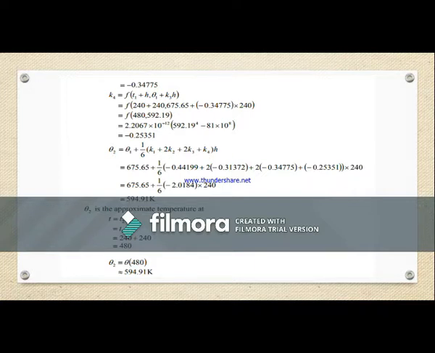Theta 2 after calculation is 594.91 K. Theta 2 is the approximate temperature at t equal to t2, which is equal to t1 plus h, and we get 480. And theta 2 is equal to 594.91 K, which is the approximation.